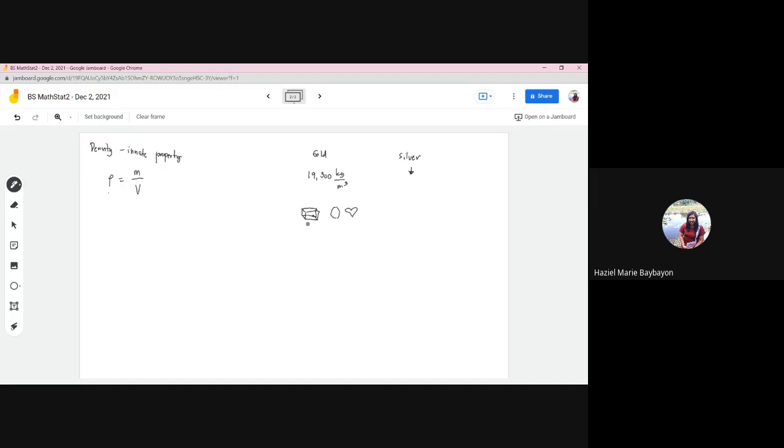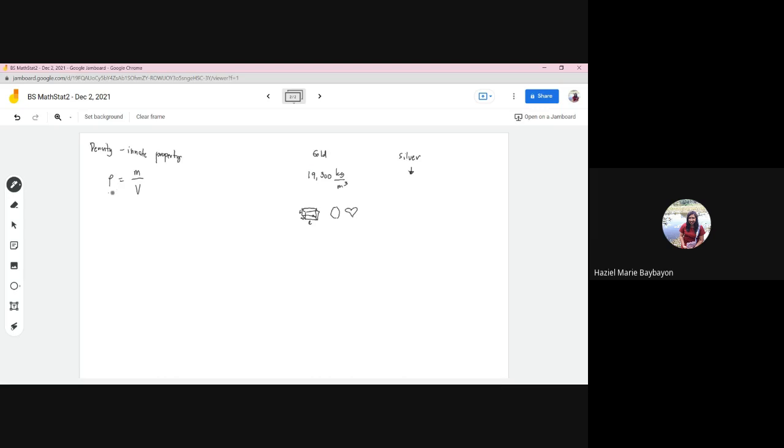So say for example, in order to get the volume of a rectangular object, a rectangular bar, you just get its length, the width, and then the height. Okay? So length times width times height, that is the volume. And then, if ever it is equal to 19,300 kilograms per meter cube, then that is pure gold. Okay? So that is how we can use the density in order to identify unknown materials.